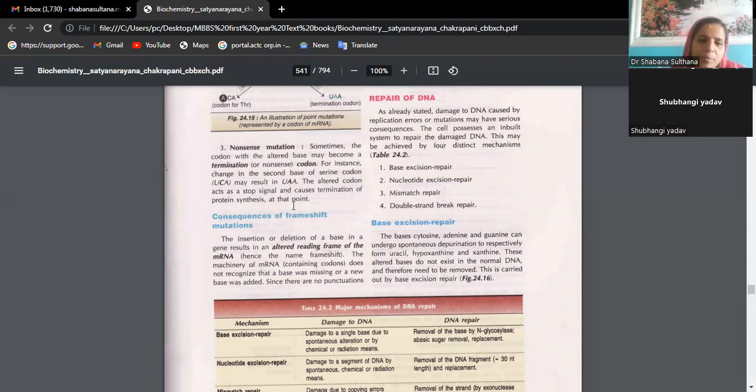Do you understand? Yes, ma'am. Stop signal has come, so the elongation of the protein chain will not happen. So that will not cause any harm. That's the reason we call it nonsense mutation.